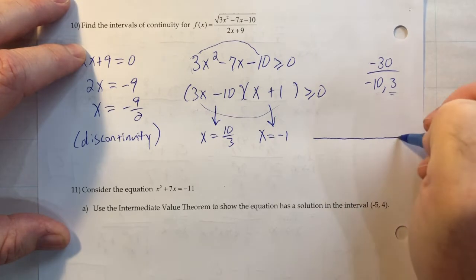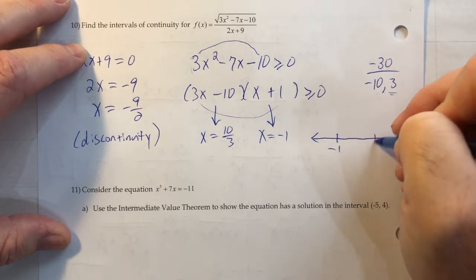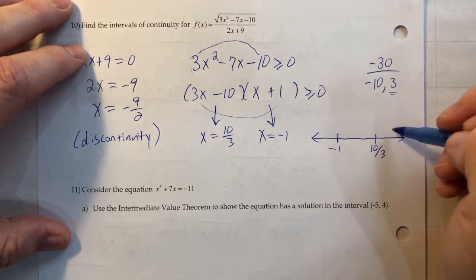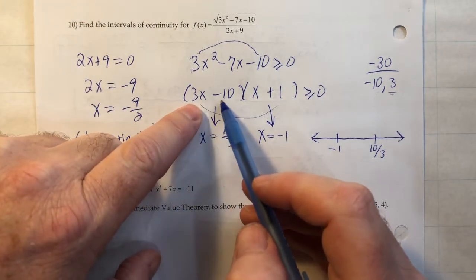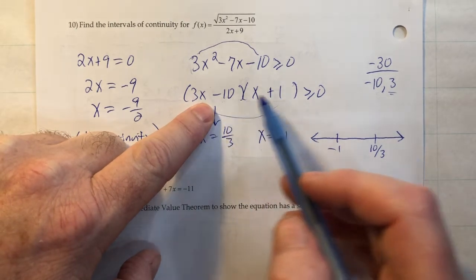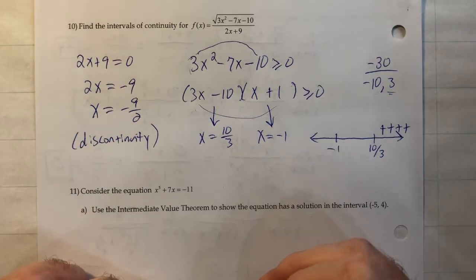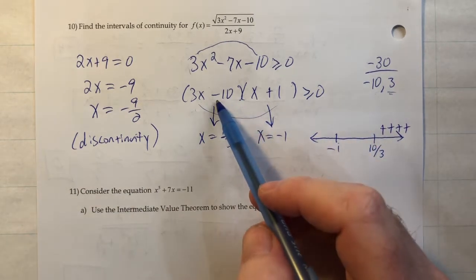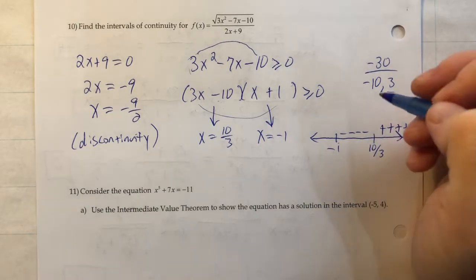So what we do is we think about on the number line, -1 would be over here, 10/3 over here somewhere. And then what happens if you plug a number to the right of 10/3 in, like say 5? You'd get 15 minus 10, which is positive, times 5 plus 1, which is 6, which is positive. So positive times a positive, everything over here is going to produce a positive. And then what if you plugged in something in between like 0? So you get negative 10 times positive 1, which is negative. So everything in here produces a negative.